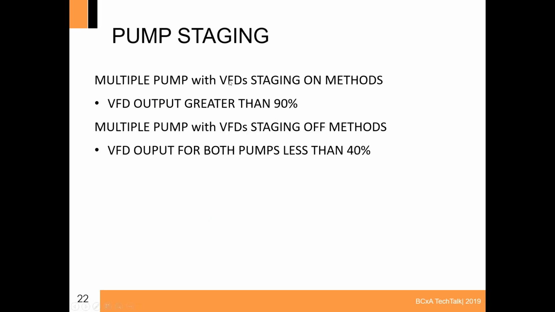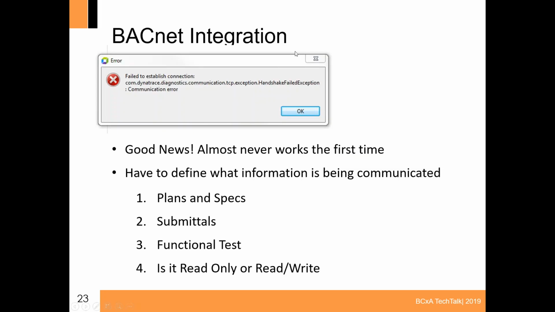Pump staging. Bring on the second pump when the first pump is 90% or more. Turn off the second pump when both pumps are 40%. So you have a pump running at 90%, you bring on the next pump, and when they're both running together, you modulate the VFDs down to 40% or less, and you turn the extra pump off. And there might be more than two, but I'm using two.